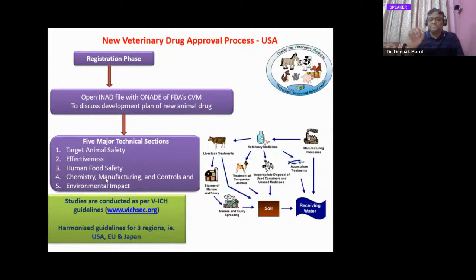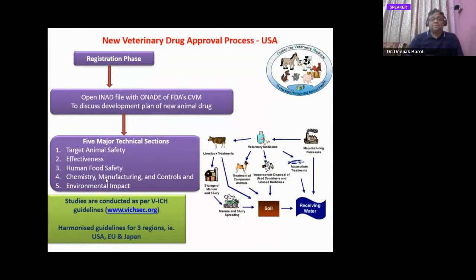So there are five major technical sections within the approval of a veterinary drug. That is target animal safety. They ask for that data. The effectiveness, which is the efficacy, and human food safety, as I was mentioning, because we may consume that food, so human food safety also has to be established. And then the manufacturing. Not because they are used in animals can they be manufactured anywhere.